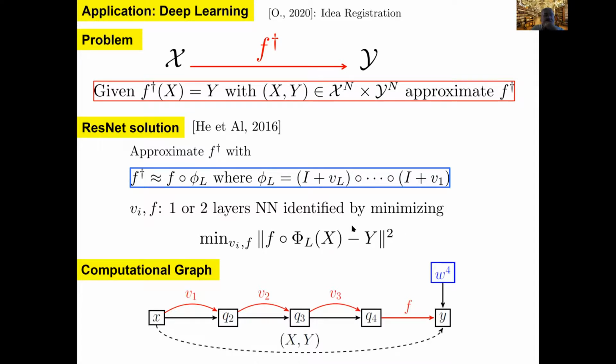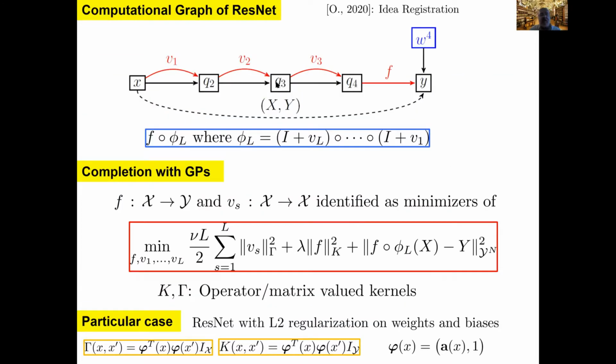Now, instead of using the deep learning completion approach, you can use the GP completion approach. For this graph, this approach can be summarized as replacing the functions f and vi's by independent GPs and computing their MAP estimator given the data, which here is assumed to be noisy. So this little node represents noise variables being added to the output of the graph.